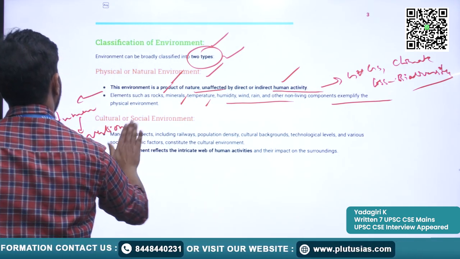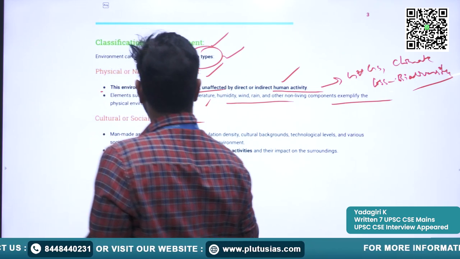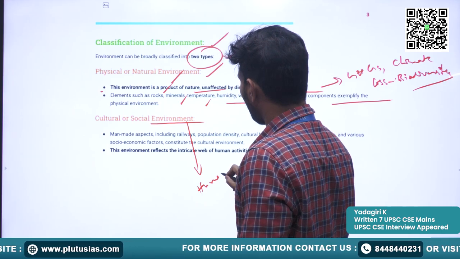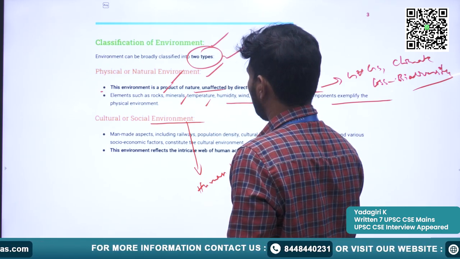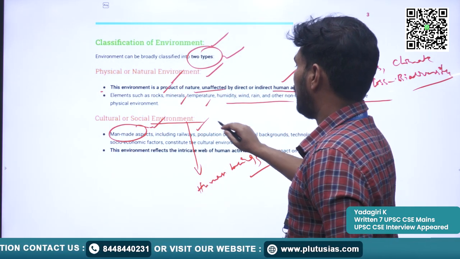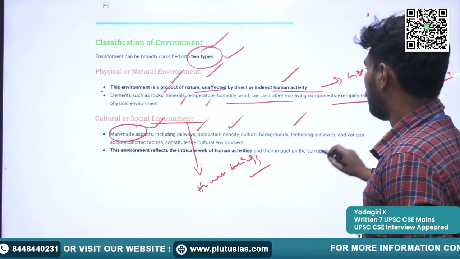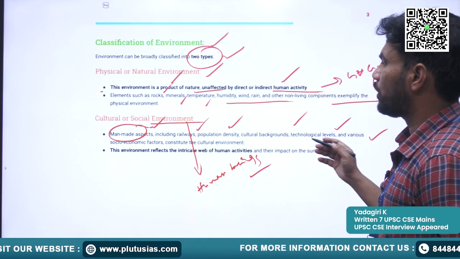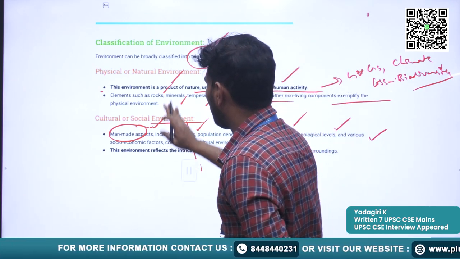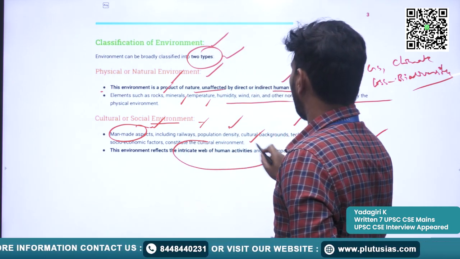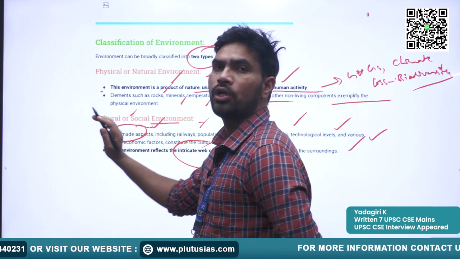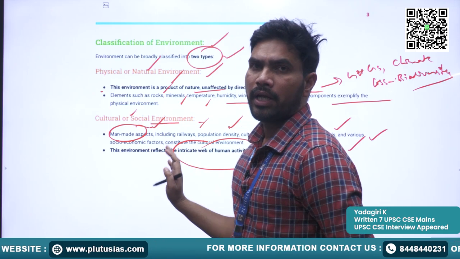Second type of environment is cultural or social environment. So basically, this is created by human beings. The components are man-made aspects, including railways, population density, cultural backgrounds, technological levels and various socio-economic factors that constitute the cultural environment. So this environment reflects the intricate web of human activities and their impact on the surroundings. So this is cultural or social environment, and this is physical or natural environment.